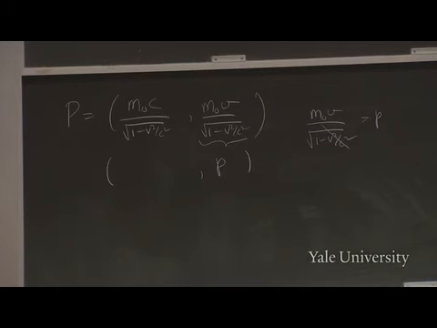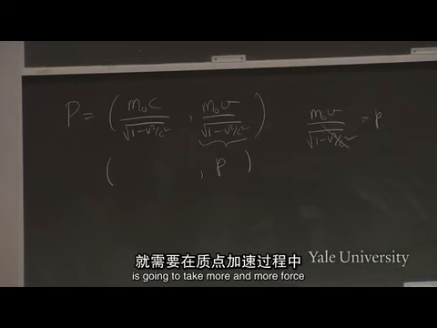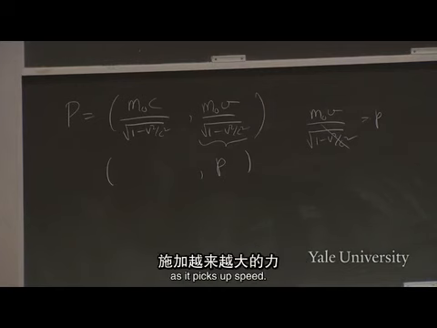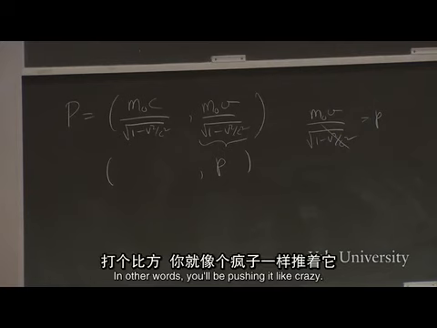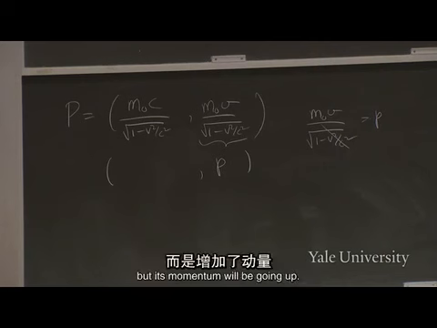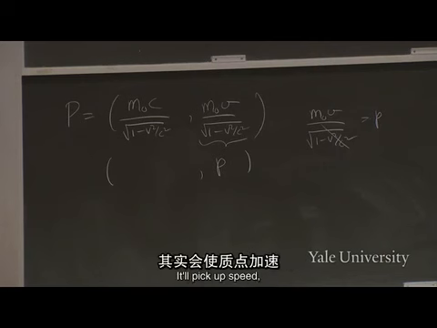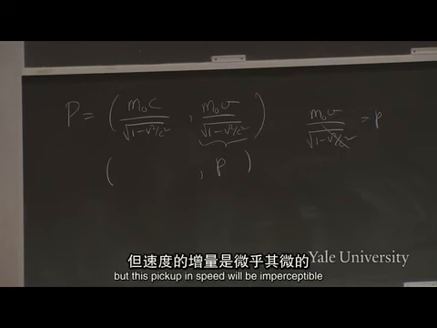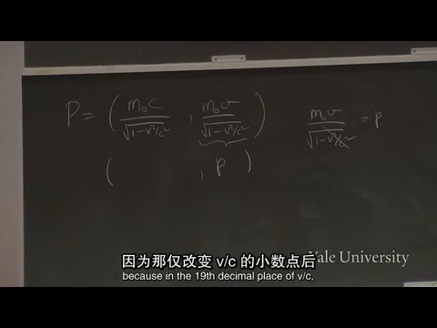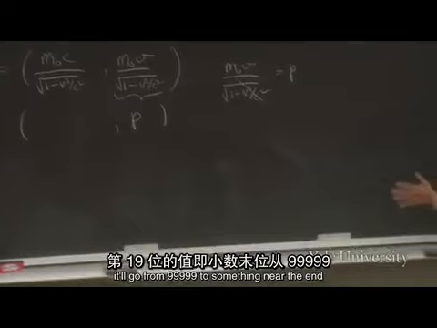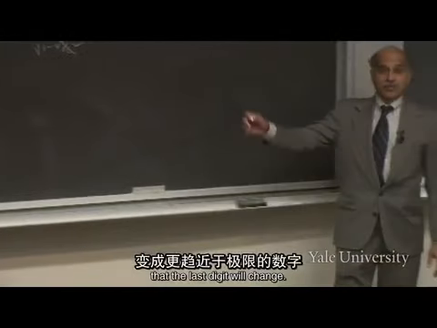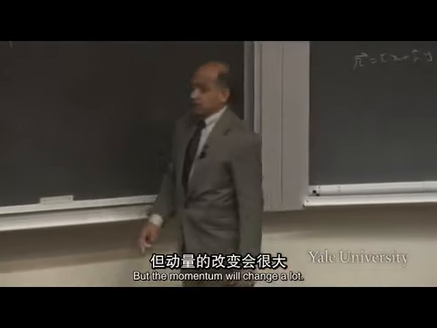It also means to speed up this particle, it's going to take more and more force as it picks up speed. In other words, you'll be pushing it like crazy. It'll pick up speed, but the pickup in speed will be imperceptible, because in the 19th decimal place of v over c, it'll go from 99999 to something near the end. That's the last digit will change. But the momentum will change a lot.